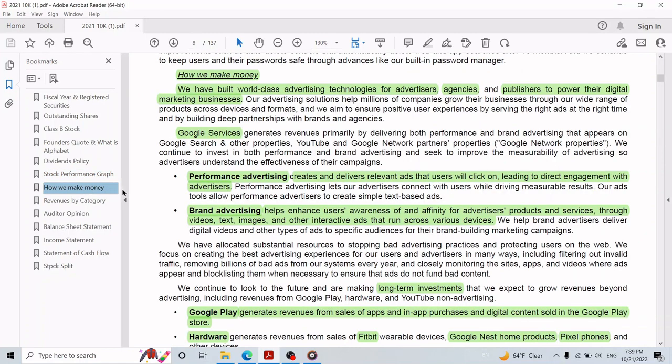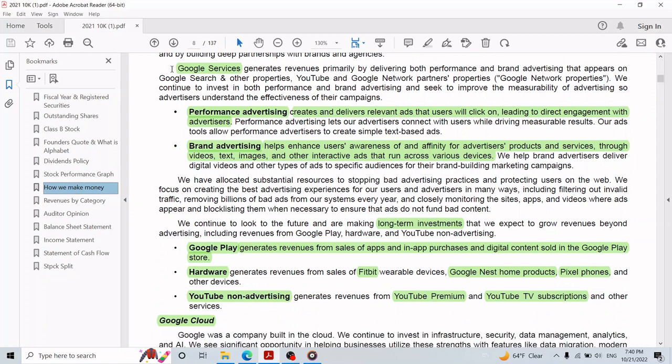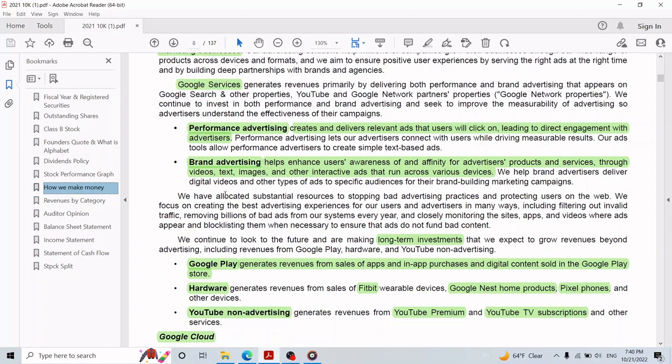One of the things that I like about the annual reports is the amount and type of information provided, because it helps to build a better picture of the company and the direction for future growth. And in this part, they're telling us how they make money. They see themselves as a world-class advertising technology for advertisers, agencies, etc. They have divided their revenue sources into Google Services, Google Cloud, and Other Bets.